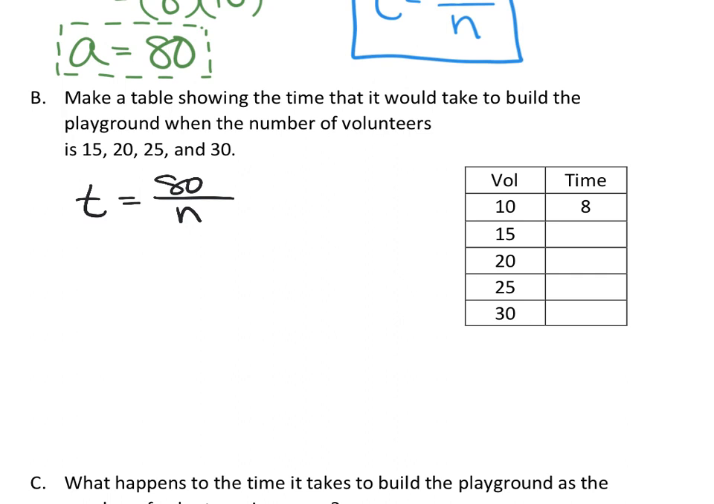For the first change of the n value, what number should I use? 15. Okay, cool. So I'm going to change the n value to 15. What is 80 divided by 15? You can give it to me as a decimal. That's fine. 5.3 repeated, right? So it'll take 15 volunteers 5.3-ish hours to build this playground.